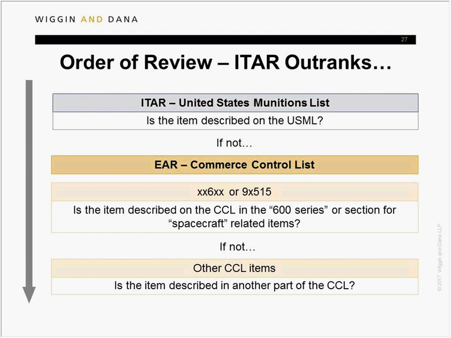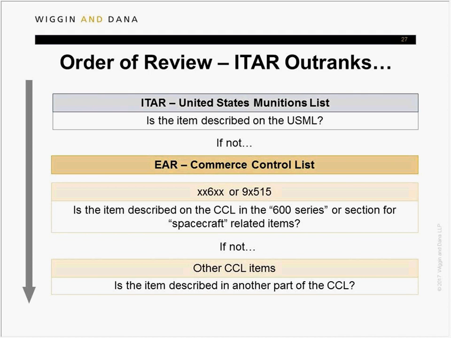Once you've decided that it's not ITAR controlled, then you turn to the EAR, and the first thing you have to do is look at the Commerce Control List, which we've been talking about. And within the Commerce Control List, the first thing you have to do is figure out if it could be 600 series or 9X515, because if it is, then those entries have higher controls, and it's important to know about that up front. So you take a look first, you figure out which category might apply.